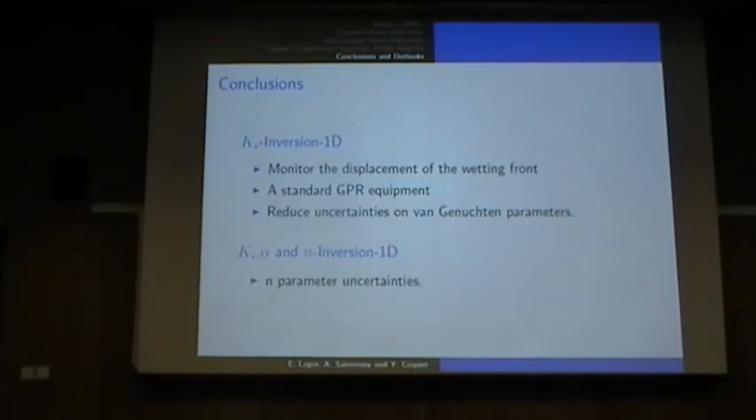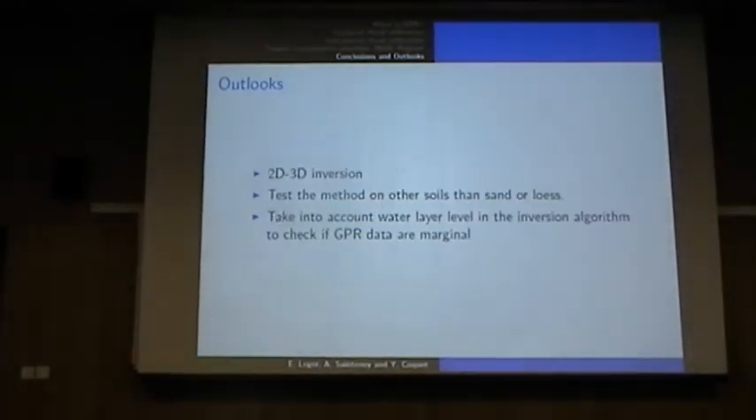And concerning the free inversion parameters, in prior studies with Monte Carlo or other inversion, we have problems with n because of our Richards algorithm. And obviously, infiltration is not one dimensional. So I'm currently working on 2D and 3D, but it takes a bit more time. And we have to test the method in other soils than the sand or loess soil. We have been working on sand and loess soil, and it works, but we need to do it in other soils. And we would love to take into account the water level to see if the GPR data are marginal or if they are enough to invert everything.